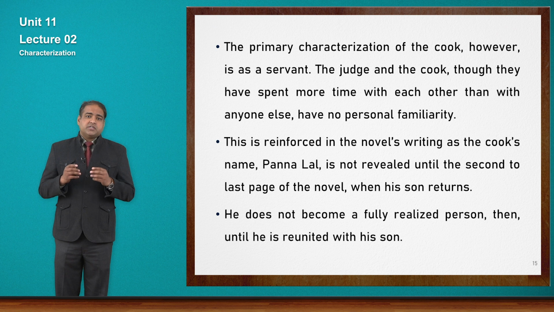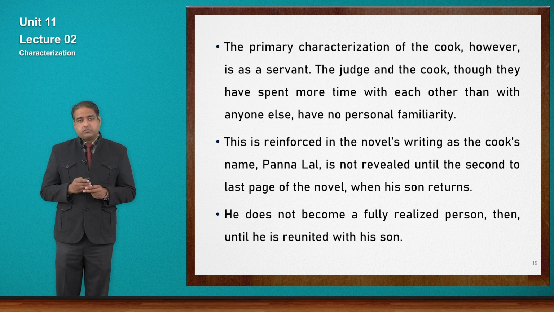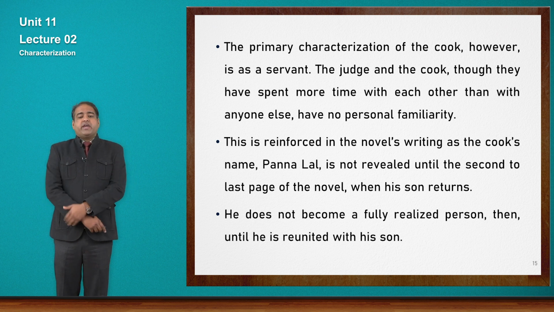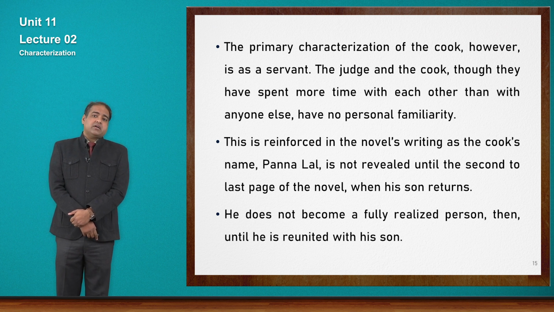Why? Because the judge wanted to give a message to the cook that the cook will remain a cook for him throughout his life. He never wanted to make, let's say, a healthy relationship with him by calling him Panna Lal, by calling him a human being who had some identity. But the identity of the cook is associated with his profession, that is cooking food for the judge and his family. Which is why the judge always addressed him as a cook, but not as Panna Lal.